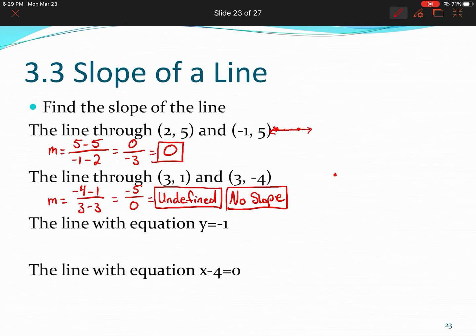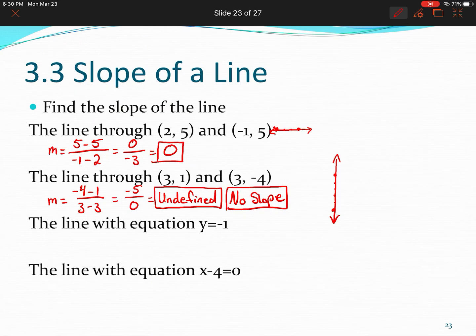Now, from a mental standpoint, what does it look like? Well, it means that if we have a point that's on this line, for every 5 units that we go down, 1, 2, 3, 4, 5, we don't run any. We don't go right or left. And so our line then is a vertical line, which we say has no slope.